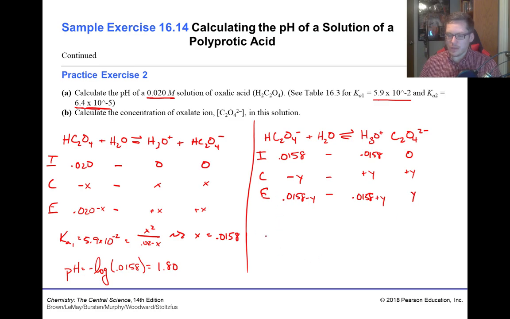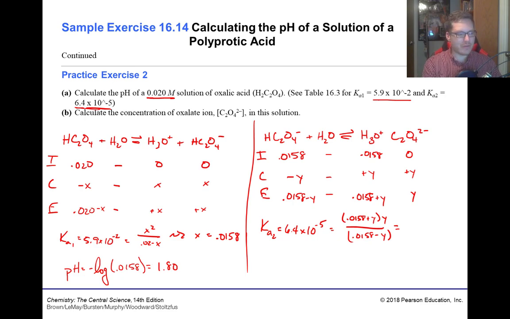All right, so our Ka2 is equal to 6.4 times 10 to the minus fifth, and that's equal to our products over reactants. So 0.0158 plus y times y over 0.0158 minus y. Now, once again, we're kind of stuck. We can't really neglect this y just because of how close these numbers are. We probably could, but since I have Wolfram Alpha pulled up anyway, we'll just make it do the work, and then we don't make the mistake.